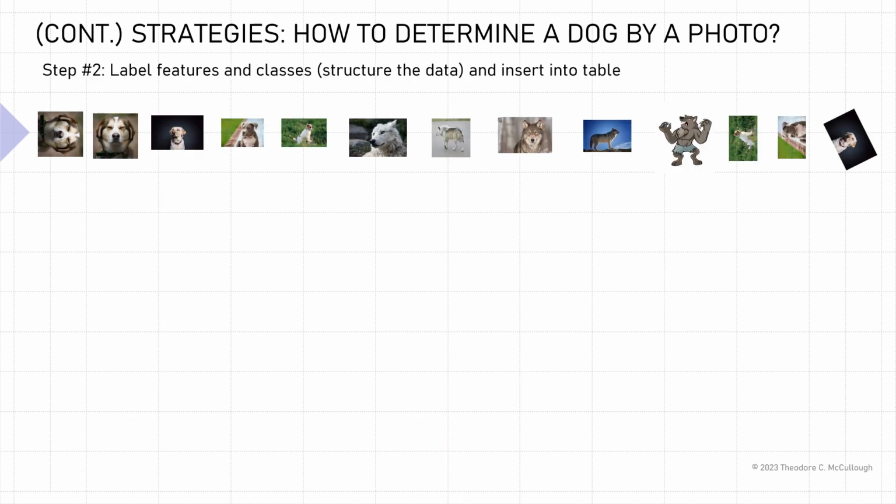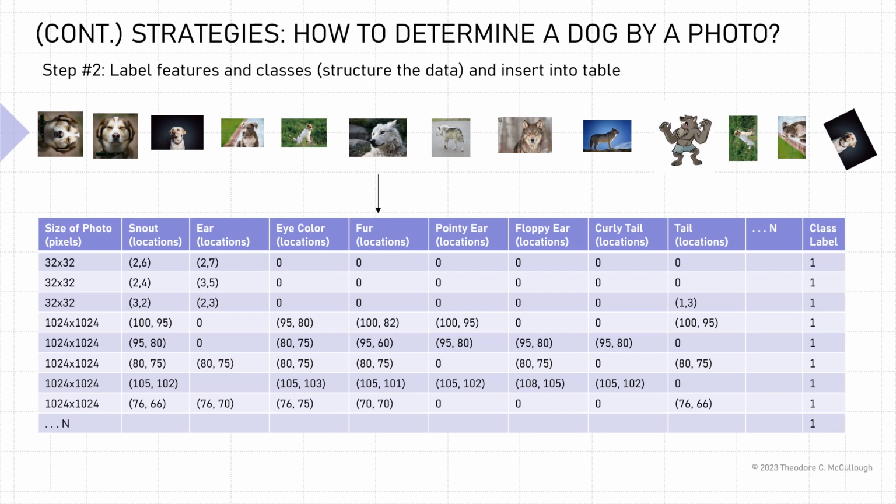Okay, so you're given a set of photos, some of which you know to be dogs. Much like KNN, you're going to take these photos and extract various features from these photos and put them into a table. So here we have a table of various photo sizes. Some of the photos are 32 by 32, some are 1024 by 1024. Some of the photos have snout, ear, and eye color, some don't, some have fur, some have pointy ears, floppy ears, curly tails, etc. So you're going to take all of these features, put them into a table, and then for each one of the photos, you're going to label it as to whether or not it's a dog or not. So the class label here is going to be 1 if it's a dog, or 0 if it's not.